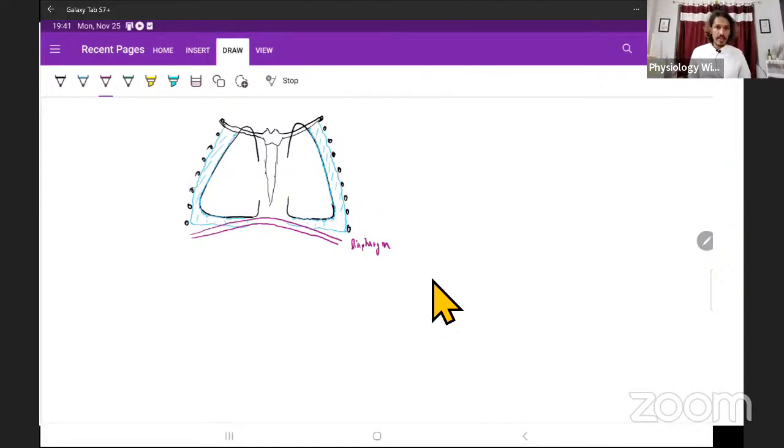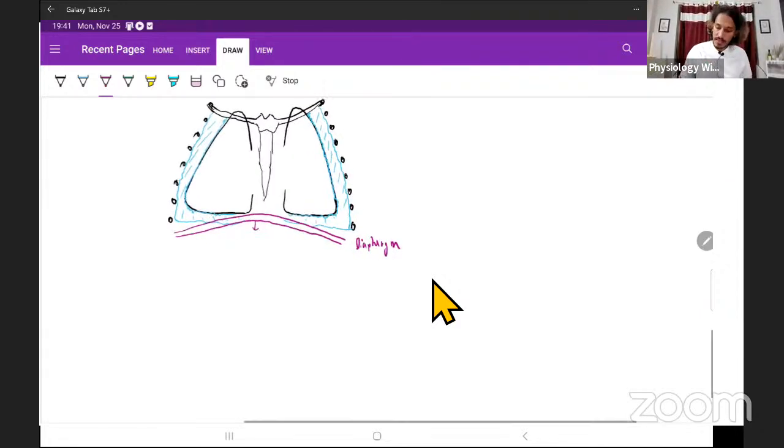So for inspiration, this diaphragm can come down. Say, for example, from this level, it comes down like this. So usually it comes down to around 1.5 centimeter. That is your normal respiration. So every normal respiration, it comes down to a point like 1.5 centimeter. That is your tidal inspiration.